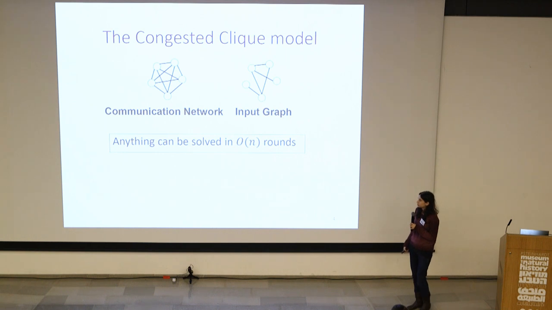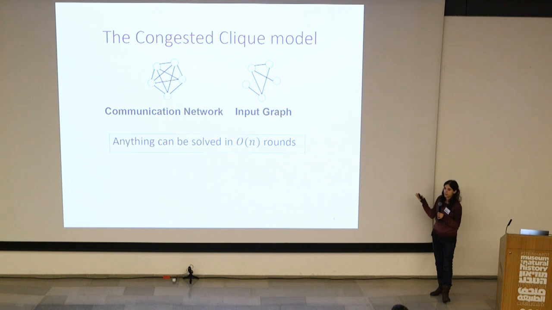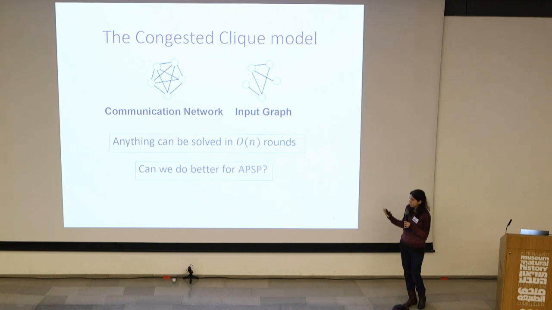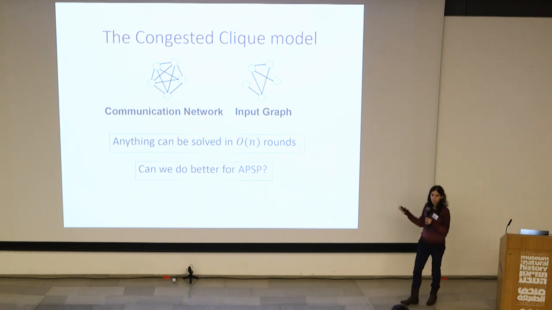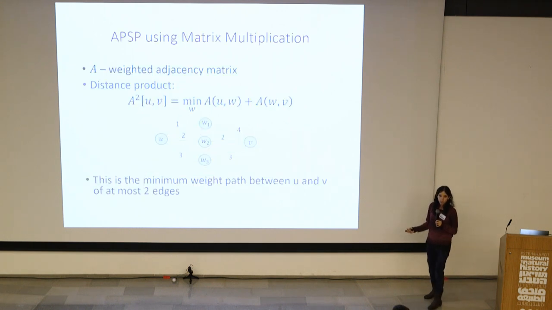So it's not very interesting to say that we can solve something in a polynomial number of rounds, because anything can be solved in a linear number of rounds. So in this sense, everything in this model is fine-grained. We always try to figure out what is the complexity to solve some problem. And specifically, if we look at APSP, our goal is to try to understand, can we do something better for APSP? Okay. So how can we solve APSP?